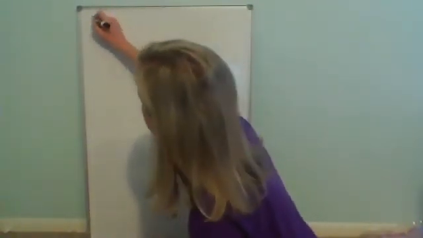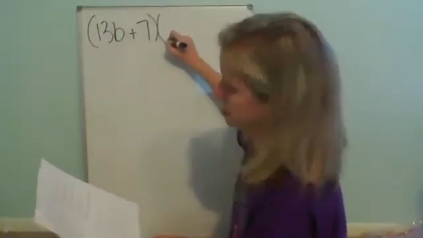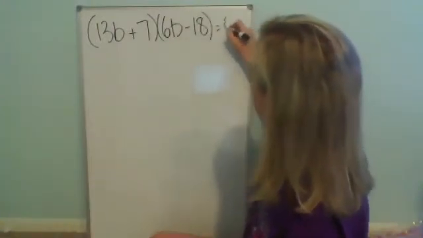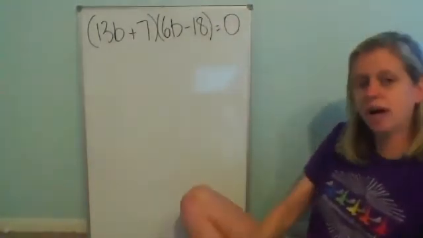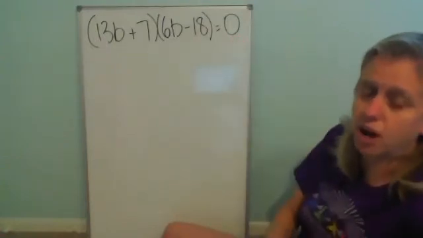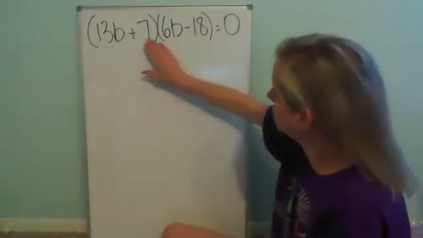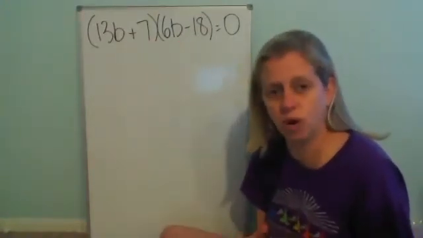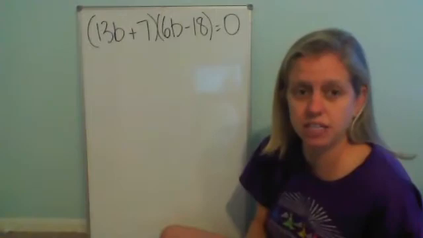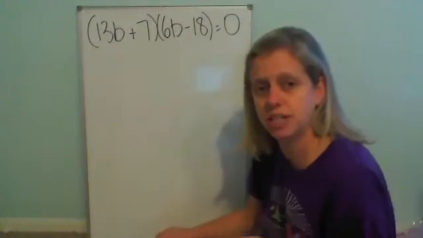It says solve 13b plus 7 times 6b minus 18 equals 0. So again, I said the first step is to set it equal to 0, which is done for us already on this problem. Our second step is to do the factoring. Well, if you look at these, that's already in its factored form, right? If it wasn't, I would see a b squared somewhere that would tell me I needed to do some factoring.